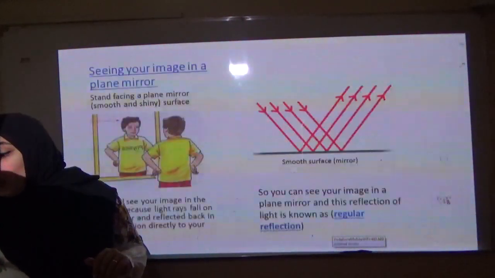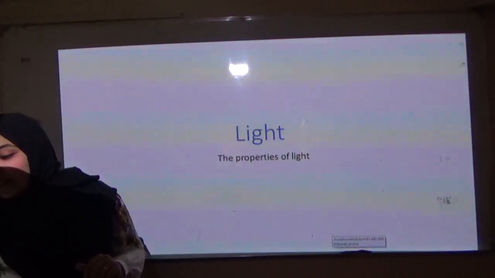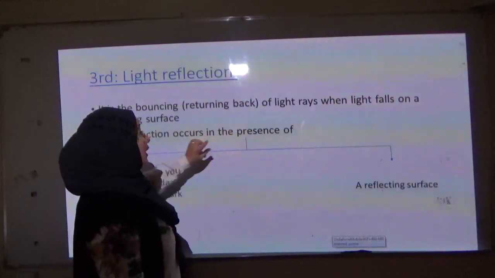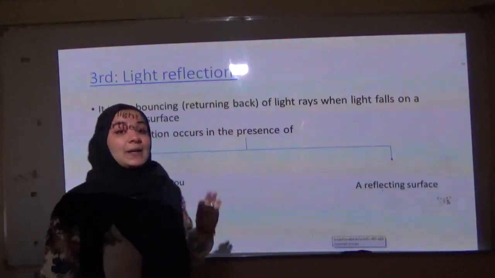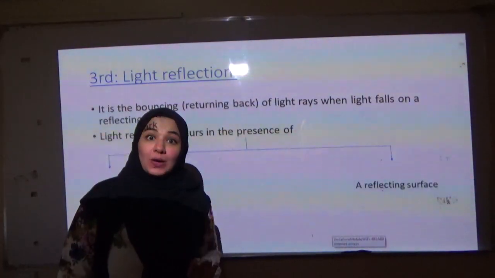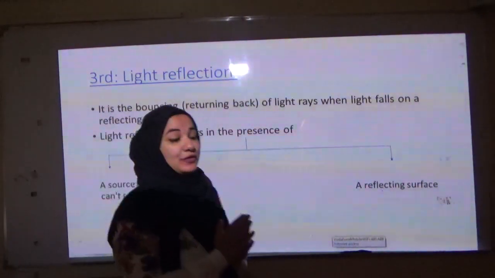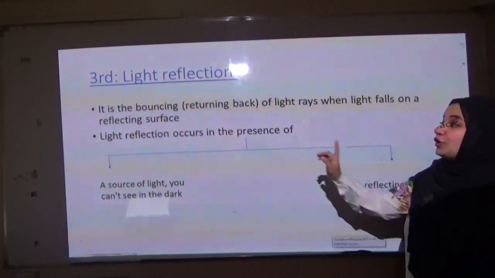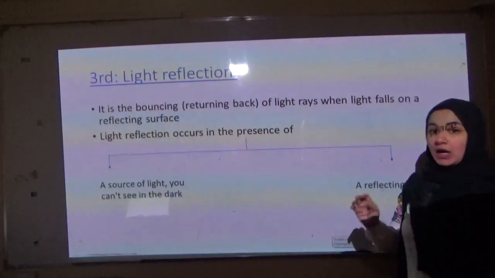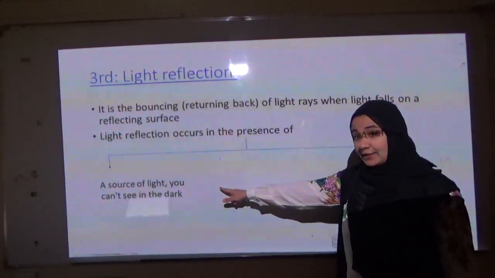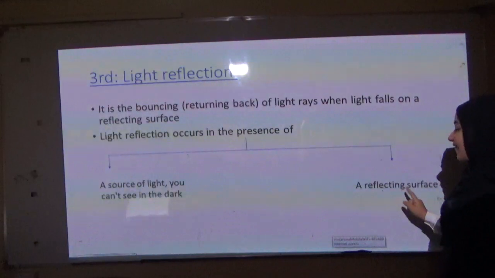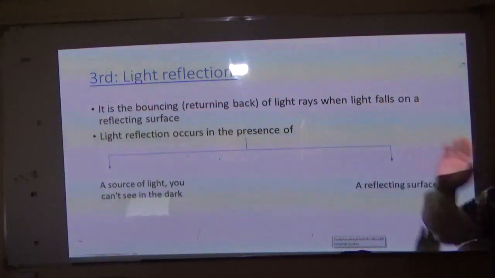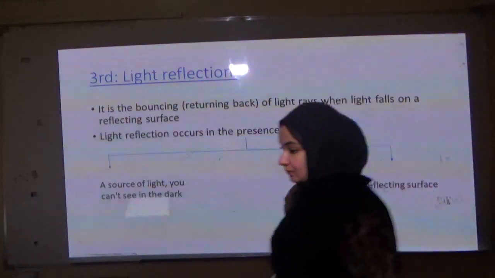So now, what is light reflection? It's the returning back of light when light falls on a reflecting surface. Now, I have two main rules in order for the reflection to occur. I should have a source of light and I should have a reflecting surface. Now I will give an example for light reflection.